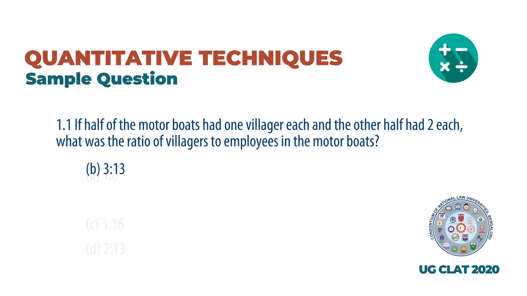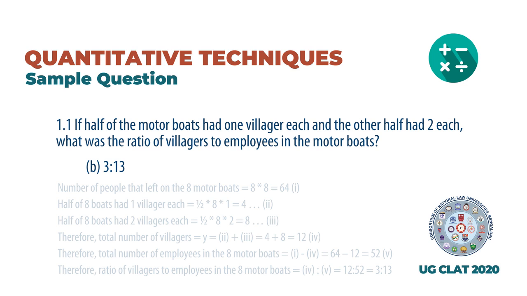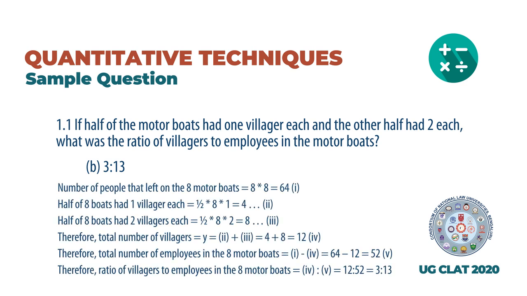The correct answer is B. Here is the rationale behind the choice. The number of people that left on the 8 motorboats is 8 multiplied by 8, which is equal to 64. Let's call this calculation 1. Half of 8 boats had 1 villager each, which is half multiplied by 8 multiplied by 1, which is equal to 4. Let's call this calculation 2.